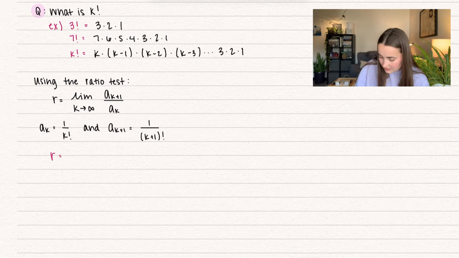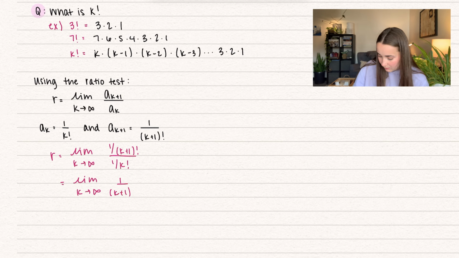So we're going to have r is equal to the limit as k approaches infinity. We have a k plus 1, which is 1 over k plus 1 factorial divided by 1 over k factorial. Let's go ahead and rewrite this. First, we have the numerator, which is 1 over k plus 1 factorial. And I'm going to multiply it by the reciprocal of the denominator. That's going to be k factorial over 1.